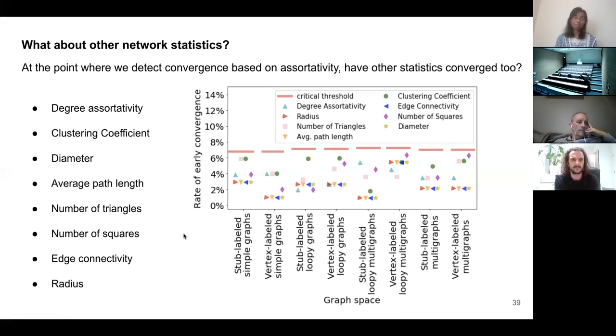Okay, cool. That makes sense, of course, that it's the slowest. But can you say which one is then the slowest? I'm just curious. Yeah, I don't know. I think the degree assortativity.